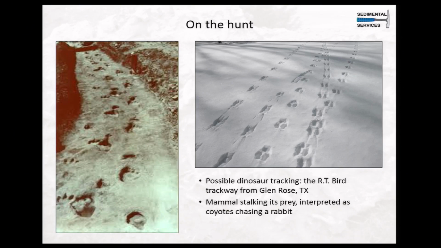And we've got a modern example here from the snow where we have something like maybe coyotes chasing a rabbit and the rabbit's going across. So this is something where you can actually start looking at the behavior of these animals by looking at their trackways as well. And I should just say, if you ever go to Glen Rose, don't miss the Creation Museum there, because it is a hoot.